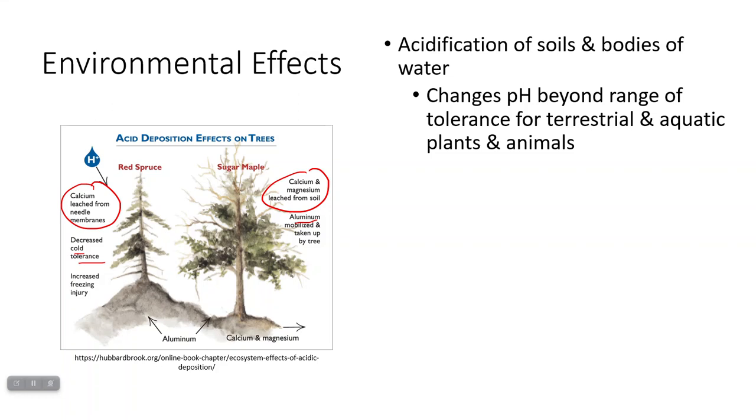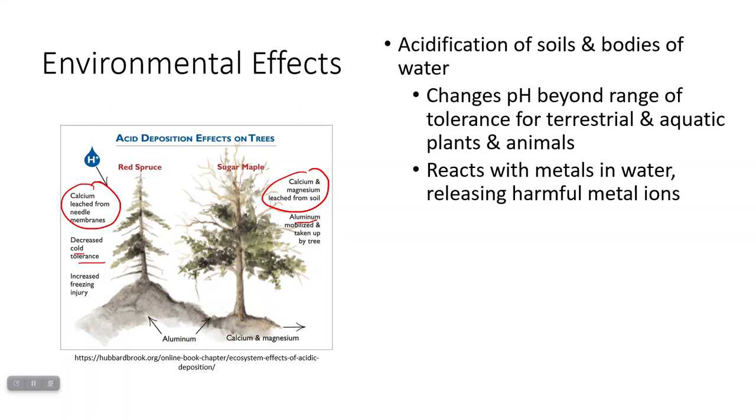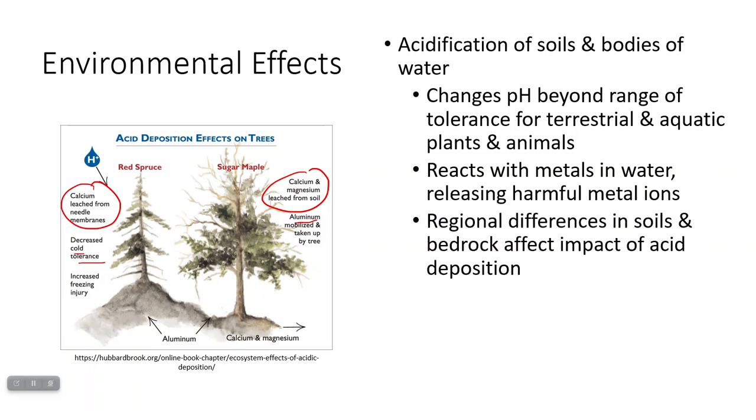Another thing is that these acids, when they make bodies of water more acidic, can react with metals that are in the water or in the lake bed or ocean bed or river bed, and that can release harmful metal ions that can have negative impacts on organisms in the area.